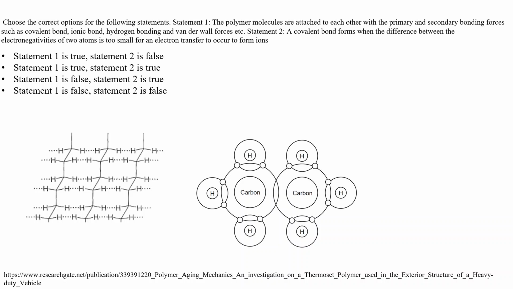Next question we have. Choose the correct option for the following statements. Statement 1. The polymer molecules are attached to each other with the primary and secondary bonding forces, such as covalent bond, ionic bond, hydrogen bond, and van der Waals forces, etc. Statement 2, a covalent bond forms when the difference between the electronegativities of two atoms is so small for an electron transfer to occur to form ions.